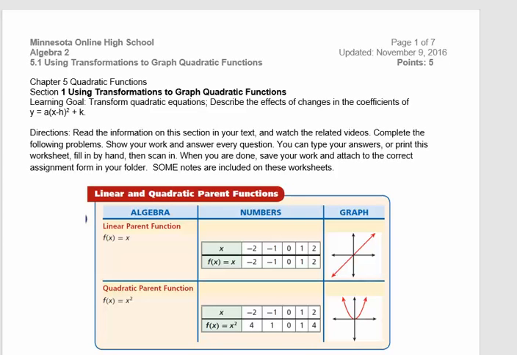All right, so on the worksheet at the beginning, it's a review of what a linear parent function looks like and then what a quadratic parent function looks like. There's a table of values and a graph, and you can see that they're very different. Quadratics are curved. They will either open upwards or downwards, and we'll look more at that as we move on.